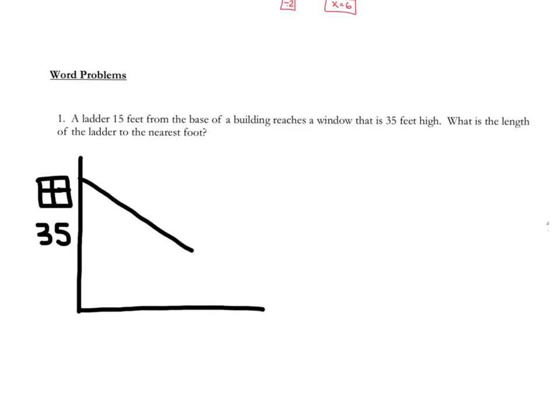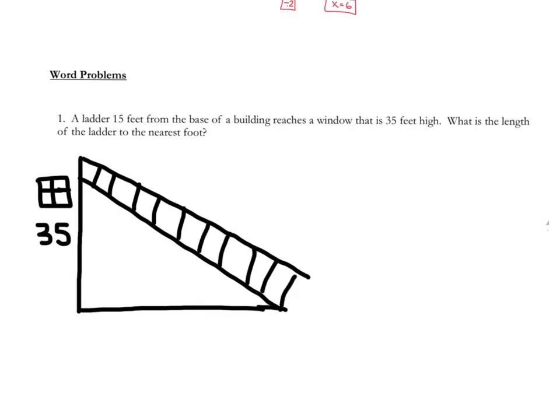And we have a ladder that's going up to the window. It's a really lopsided ladder, but that's fine. I'm not an artist. That's cool. All right, I know that the window is 35 feet high. I also know that the ladder itself is 15 feet from the base of the building.